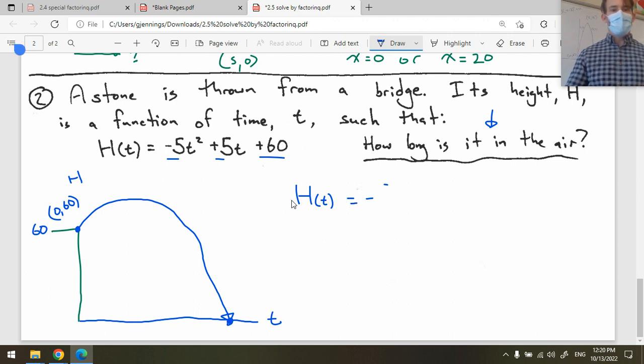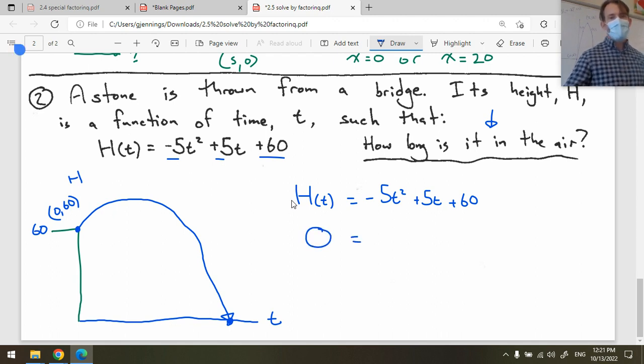So h of t is equal to minus 5t squared plus 5t plus 60. What's your first step for factoring something that looks like that? We're interested in the situation where height is 0. We want to know what time creates a 0 height. So put that in here.